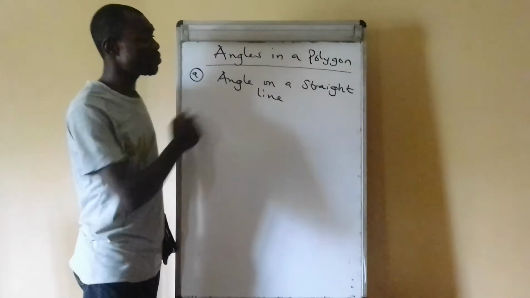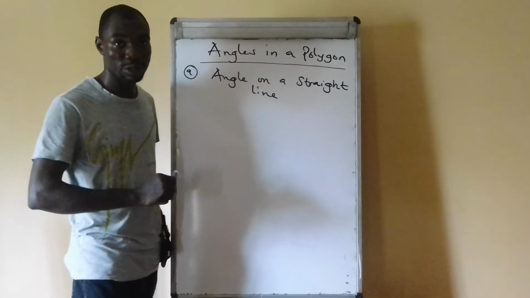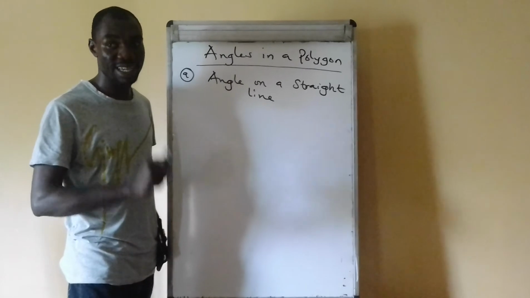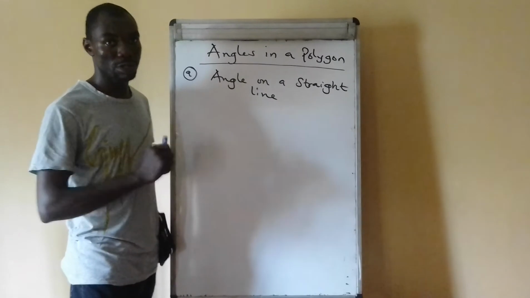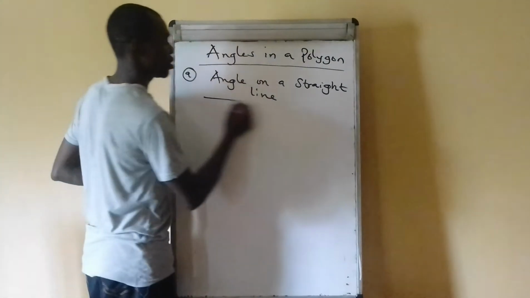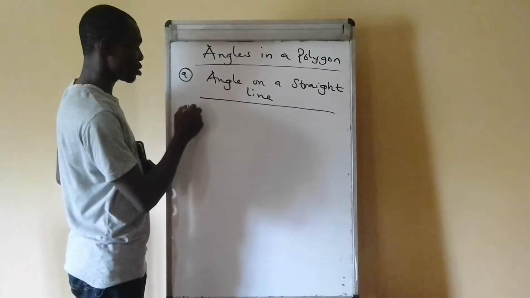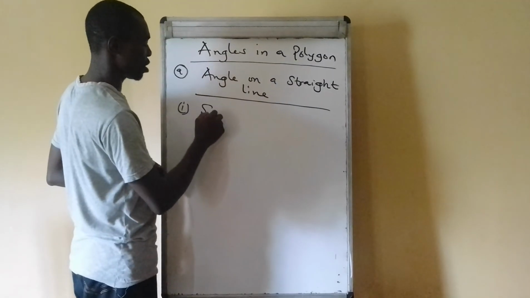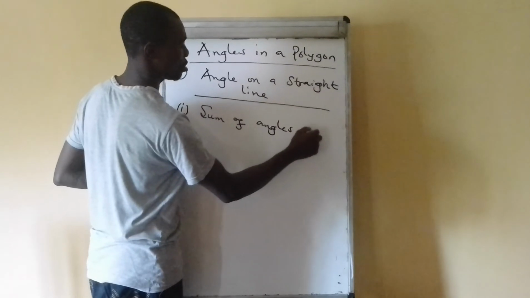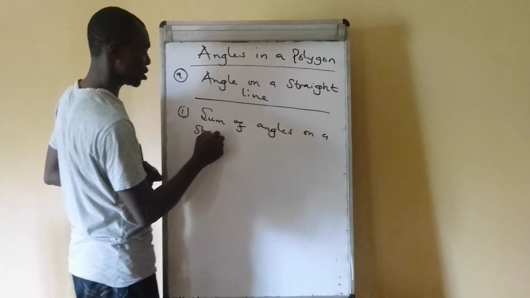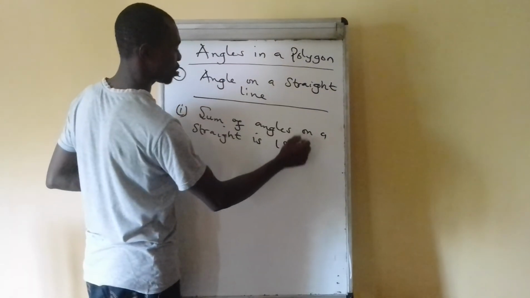And why is this important? Each of the steps, you are going to give reasons in this topic. You don't just solve. You must make sure you indicate your reasons for taking any step. So we've established that the sum of angles on a straight line is equal to 180 degrees.